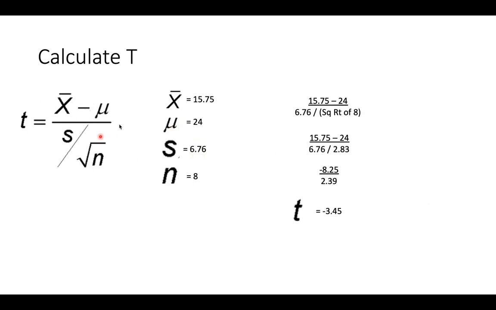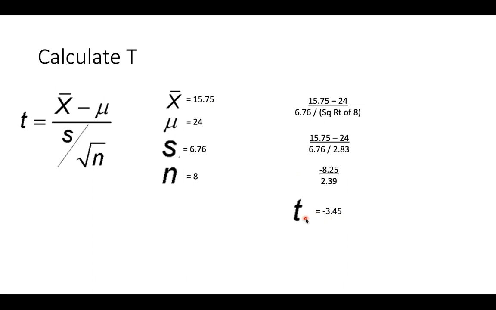We plug and chug these data into the single sample t-test formula on the left, and we get a t-score. We don't have a z-score anymore. We have a t-score of a negative 3.45. So our participants in our study are below the mean, right? 15.75 is less than 24.